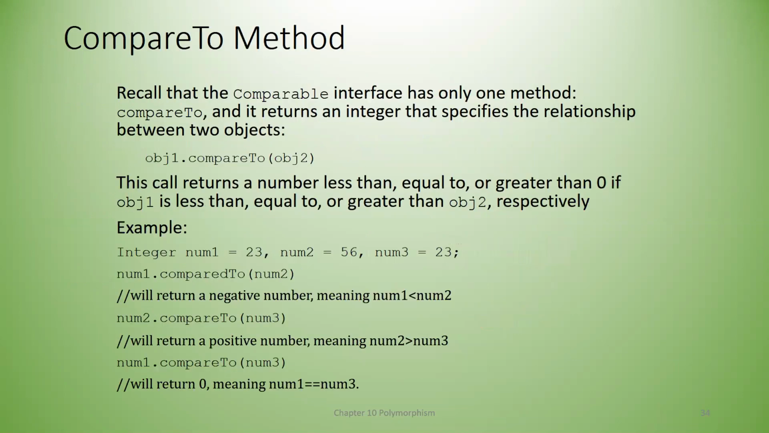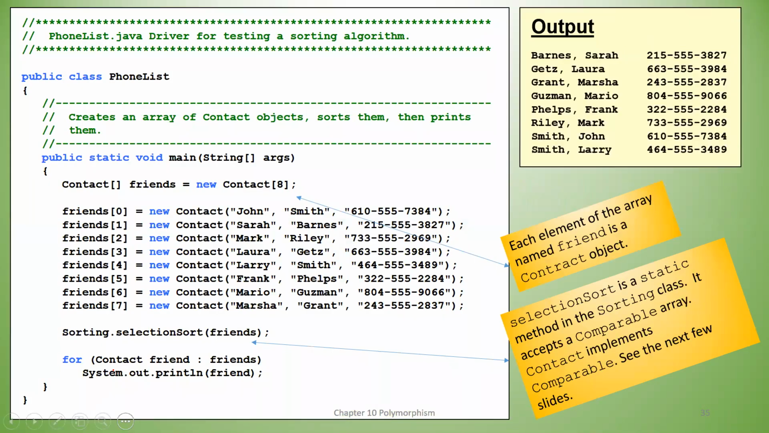So we also discussed the Compare2 method, right? I implemented the Compare2 method. It returns an int, and I already explained it, so I don't have to repeat that. Okay, and we talked about this one, right? Let me just make sure you understand this. This friends is an array of type Contact.